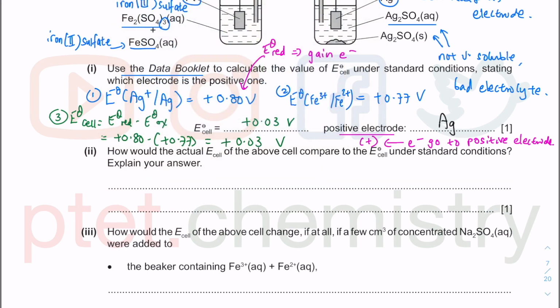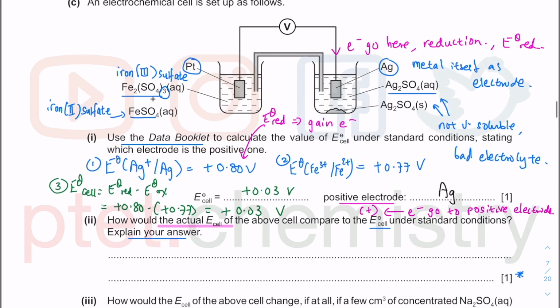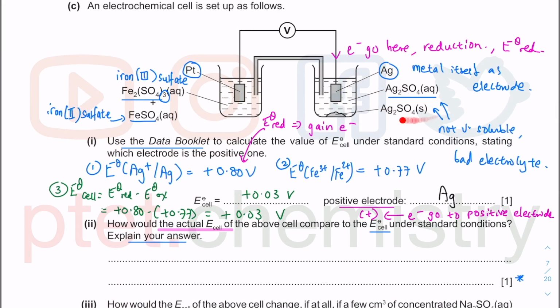Now that was based on the E naught cell value. That was based on the value in the data booklet, assuming standard concentration. But this question now is asking you, how would the actual E cell vary compared to the E cell under standard condition? Explain your answer for just 1 mark. We can see that in this equilibrium, this is not going to be under standard conditions, as the Ag2SO4 is very sparingly soluble.